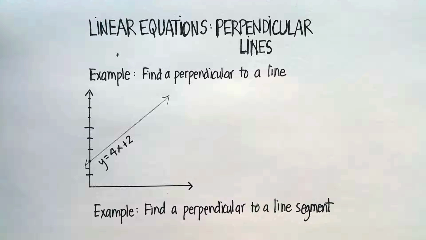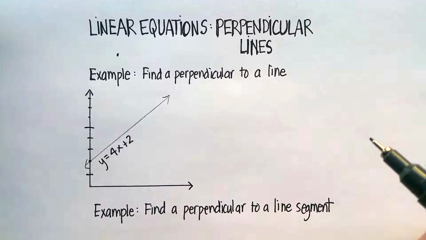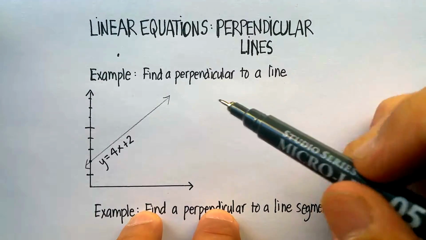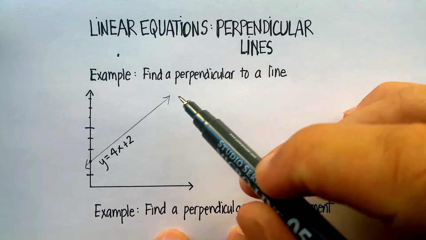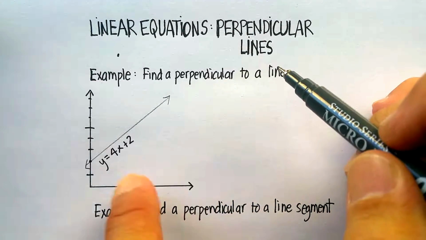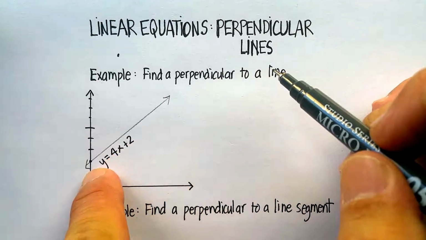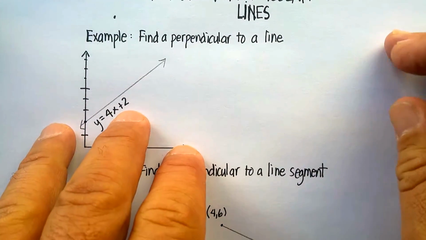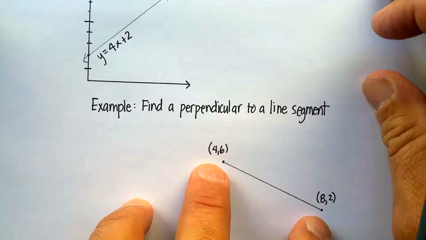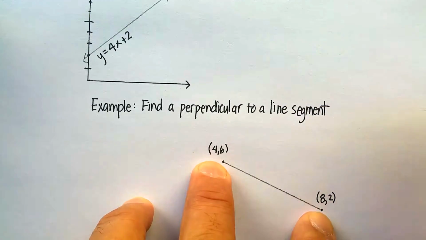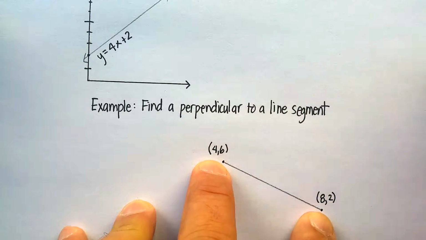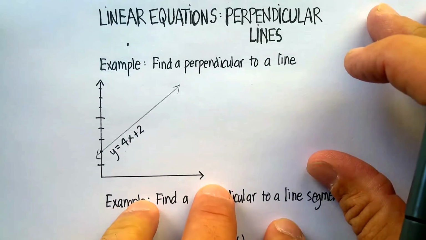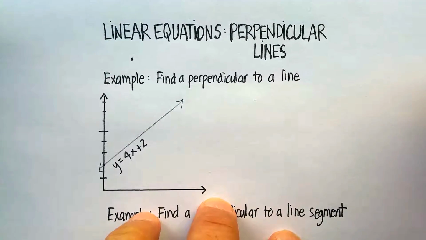Okay, in this video we're going to talk about how to find a perpendicular line, and we're going to try to find a perpendicular line to two different examples. We're going to find a perpendicular line to a line where we know the equation, okay? And then we're also going to find a perpendicular line to a line segment, like maybe one side of a triangle or one side of a square or that sort of thing. Okay, and I'll show you little techniques you can use for both of them.